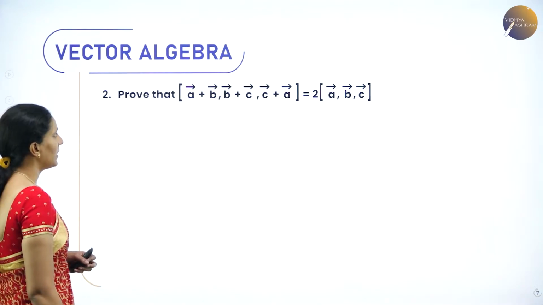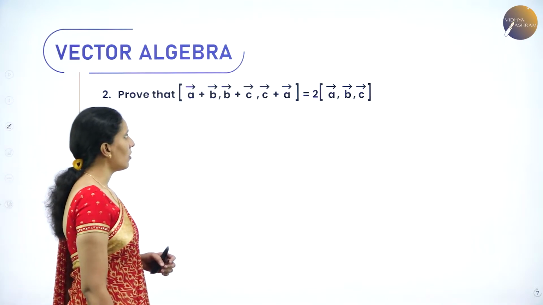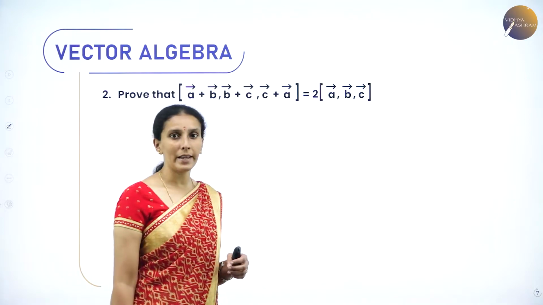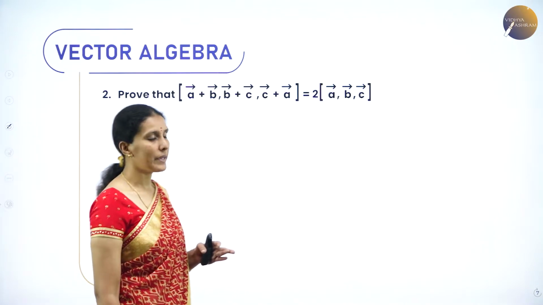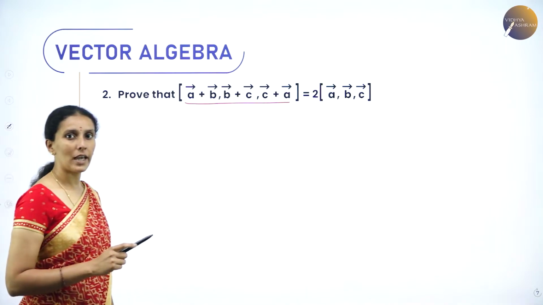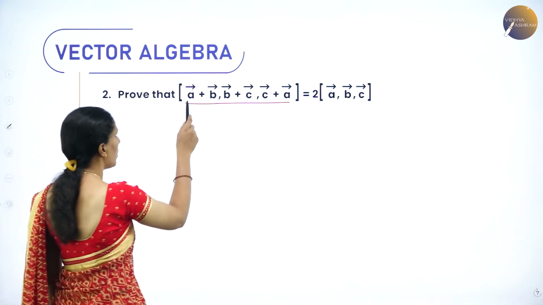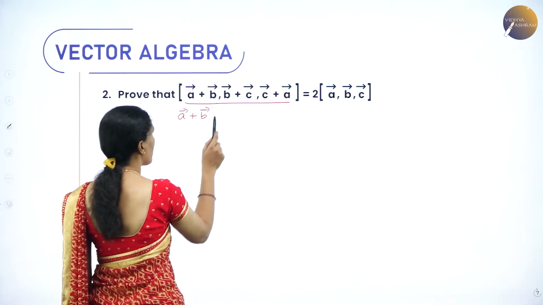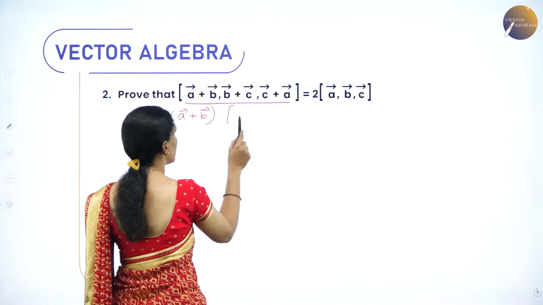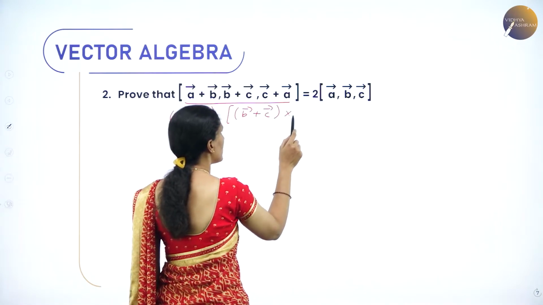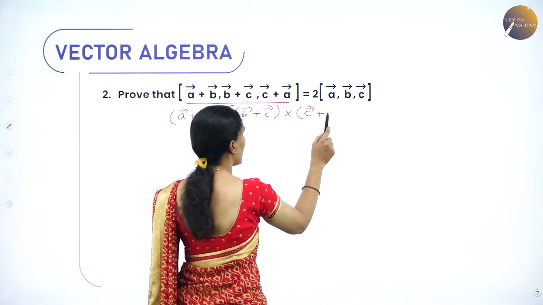Next, prove that vector A plus vector B comma vector B plus vector C comma vector C plus vector A is 2 times the box product A, B, C. So first let us write this in terms of scalar triple product. So how can I write this? I can write it as A plus B dot B plus C cross C plus A.